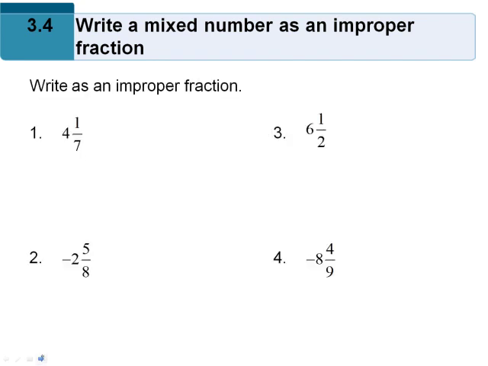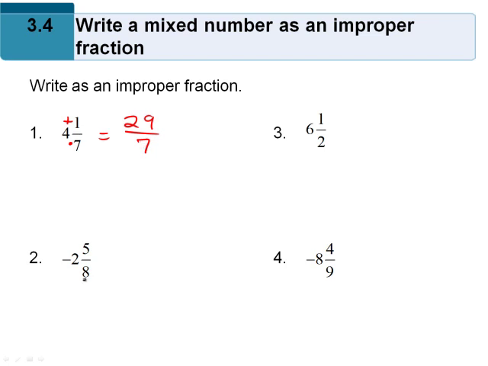Okay, so if we have 4 1/7 and we want to write it as an improper fraction, the first thing you're going to do is multiply and add. So we do 7 times 4 is 28, plus 1 would be 29/7, and that's your improper fraction. Now look at number 2.